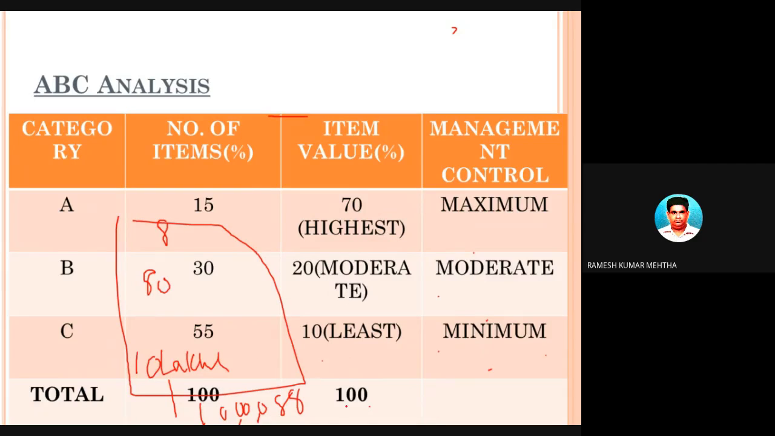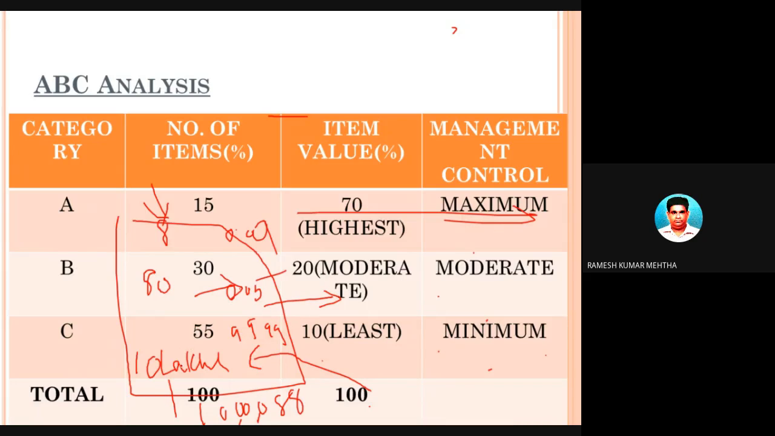Out of this, how much is this? Almost 99.999 percentage. This is 0.005%, and the remaining is 0.00001%. Total 100%. Means what? As far as items are concerned, A is a low number of items but high value. B is medium quantity but medium value, and C is high quantity, high volume, but the value of it is very low.